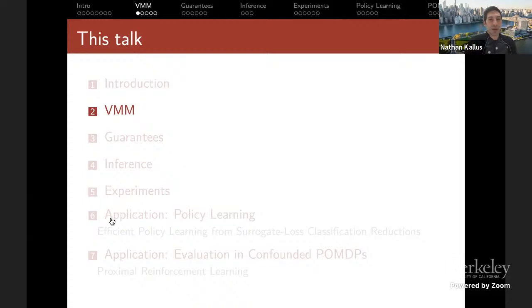If there's time, I'll talk about applying this VMM methodology for policy learning and applying this VMM methodology for off-policy evaluation when you see confounded observations from a POMDP. So a sort of confounded version of offline reinforcement learning. But for now, let's just talk about the variational method of moments.